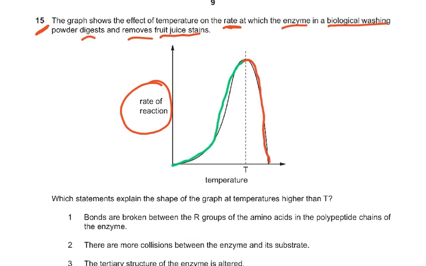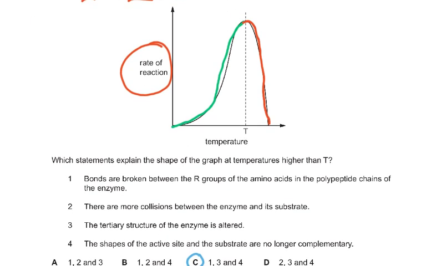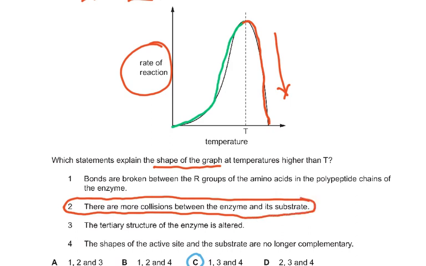Which statement explains the shape of the graph at temperature higher than T? Now, what you have to read is what explains the shape of the graph. The shape of the graph is the rate is decreasing. Bonds are broken between the R groups of the amino acids in the polypeptide chains of the enzyme. There are more collisions between the enzyme and the substrate. Now, that is not going to decrease the rate.